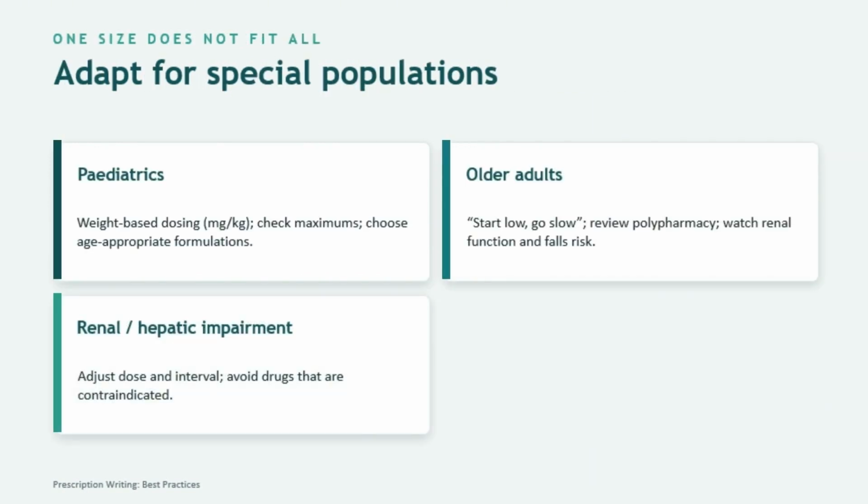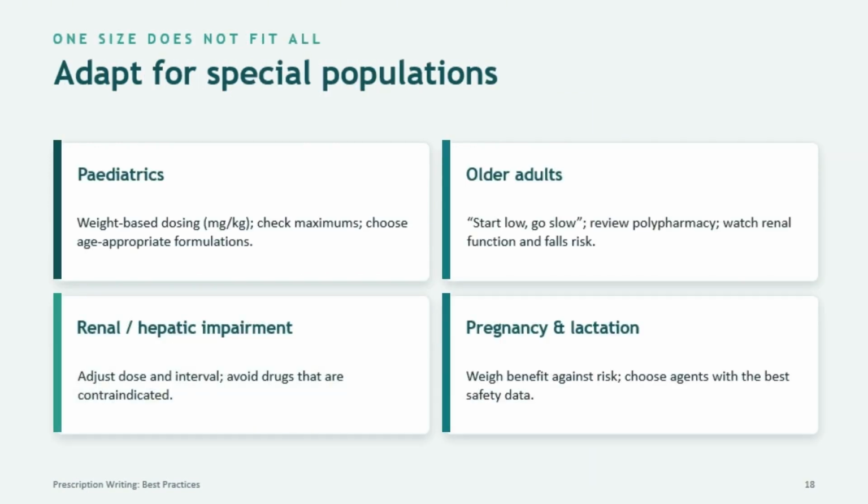One size does not fit all, so let's adapt for special populations. In pediatrics, dose by weight, milligrams per kilogram, check the maximums, and choose age-appropriate formulations. In older adults, start low and go slow, review polypharmacy, and keep an eye on renal function and falls risk. In renal or hepatic impairment, adjust the dose and the interval, and avoid drugs that are contraindicated.